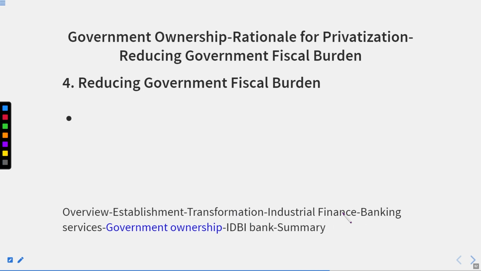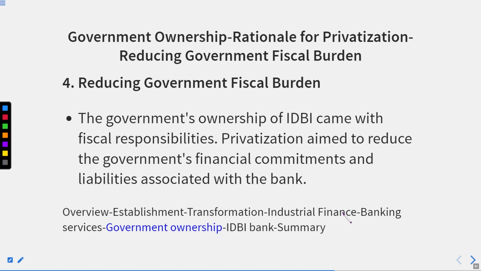Thereafter, reducing government fiscal burden. What do we mean by it? Let's see. The government ownership of IDBI came with fiscal responsibilities. Why? Because, as I've told you, there is IDBI bank, and due to the failure of the government and all those things, IDBI was in loss. Its efficiency was decreasing. In such a case, the government has to infuse the capital by itself. It means that will be a fiscal burden, or the expenditure of the government.